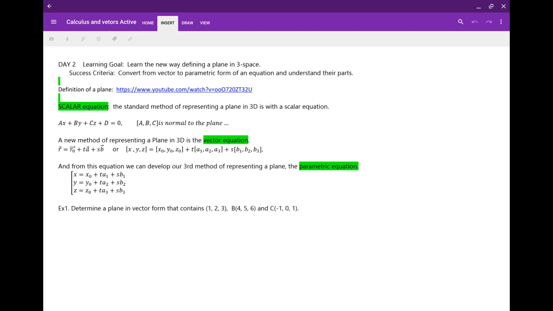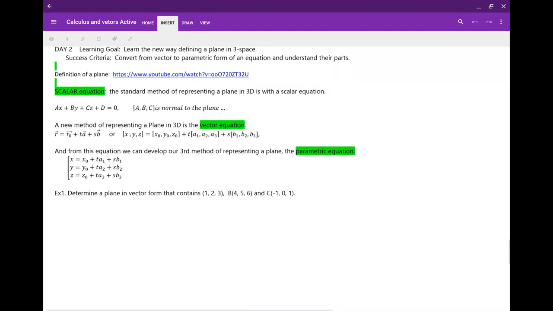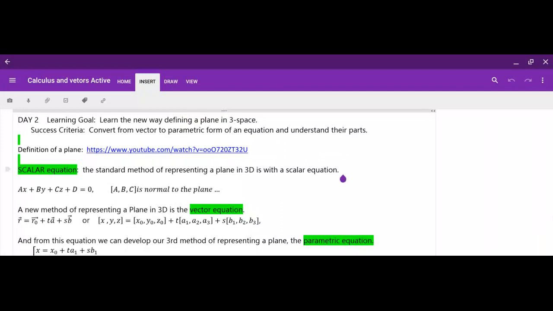The inclination of the plane, or how it's inclined, and its general location in space is defined by means of these equations that we're going to be developing. And so that's kind of what we're looking at here.